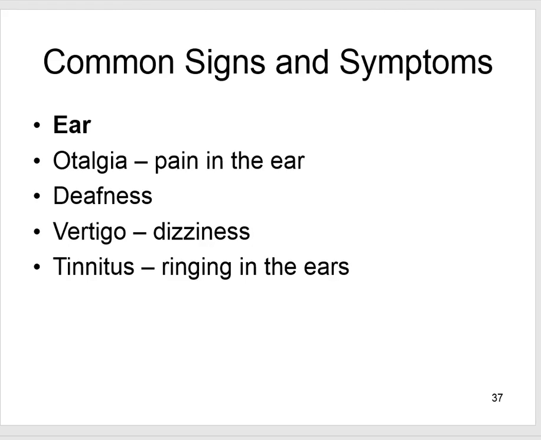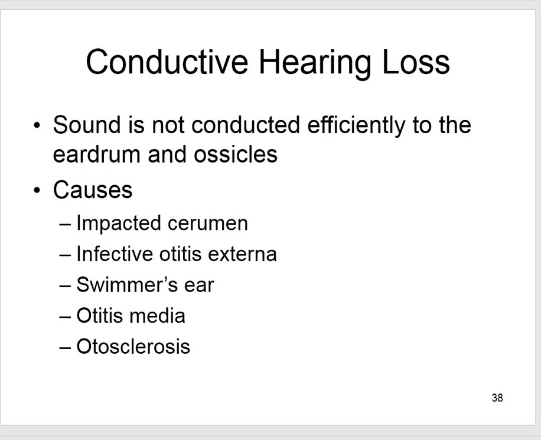Okay, so let's go to the second part. Let's talk about diseases and conditions of the ear. Now, the common signs and symptoms of the ear are otalgia, which is pain in the ear, deafness, vertigo, or tinnitus. So vertigo is dizziness and tinnitus, ringing in the ears.